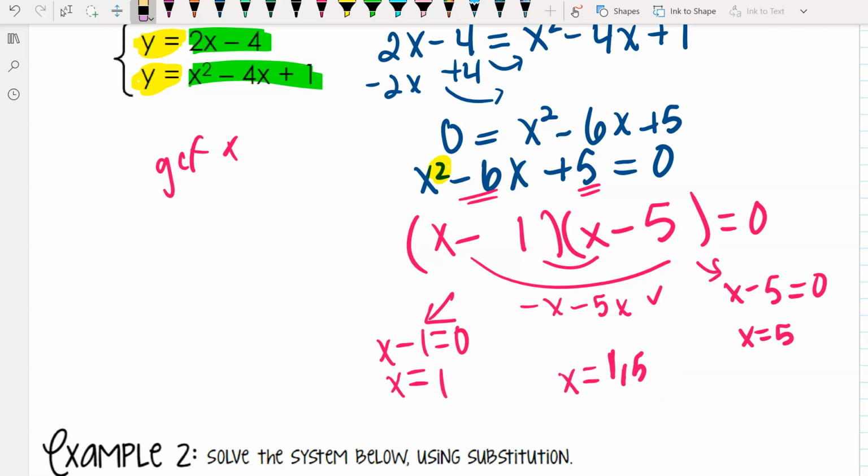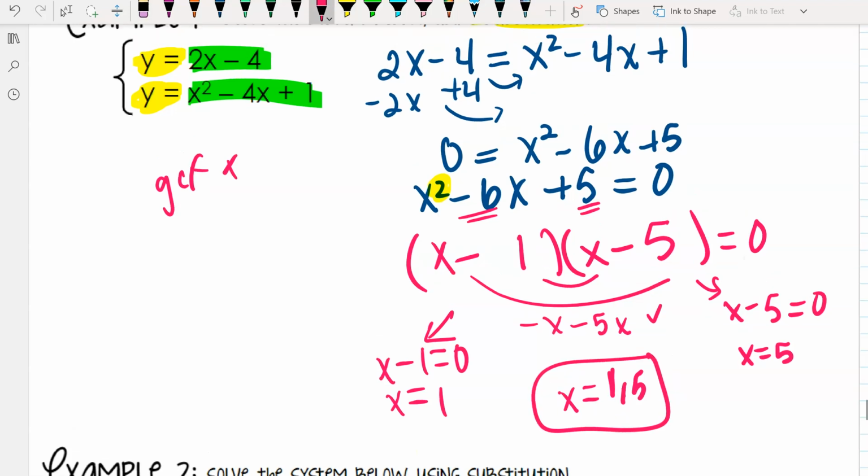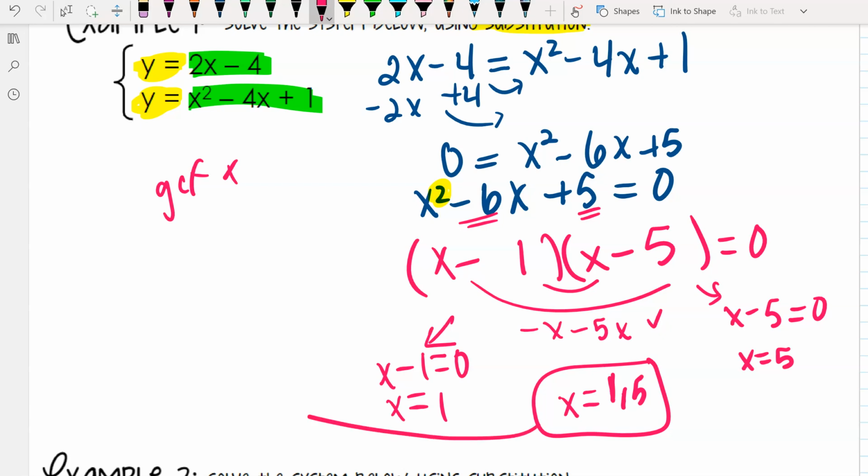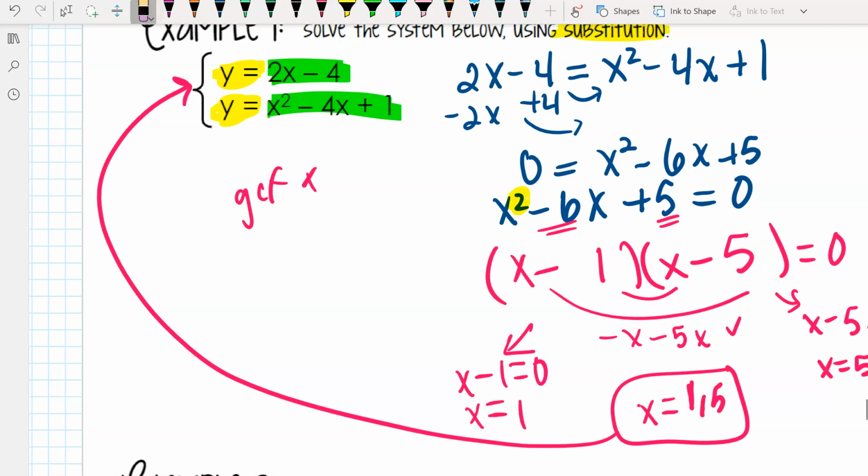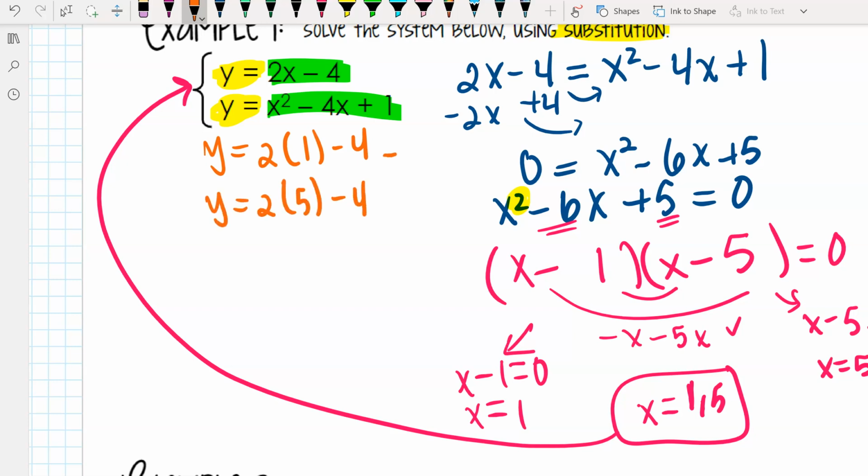We are not done, because now we need to take this and substitute it back in onto one of our equations and see what our y value is. So we need to do that for both of the x values we have. I'm just going to plug it into the linear one because that's what's easier. So 2 times 1 minus 4, and then y equals 2 times 5 minus 4. So this is actually -2, and then this one is 6. So we have an intersection at (1, -2), and we have an intersection at (5, 6).